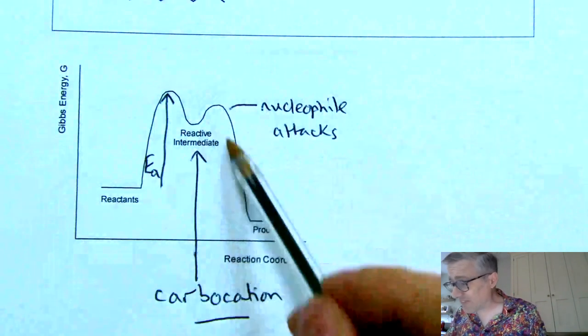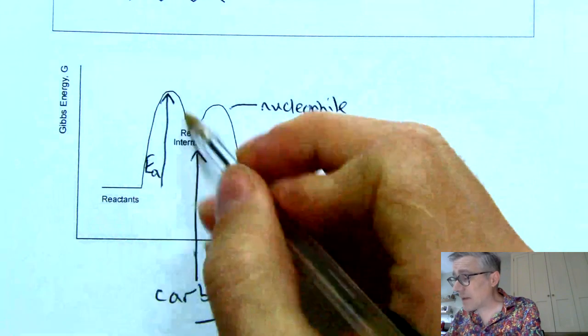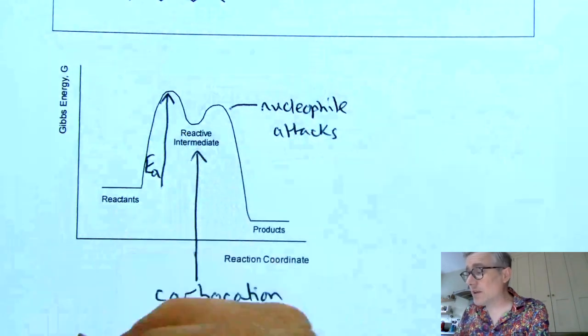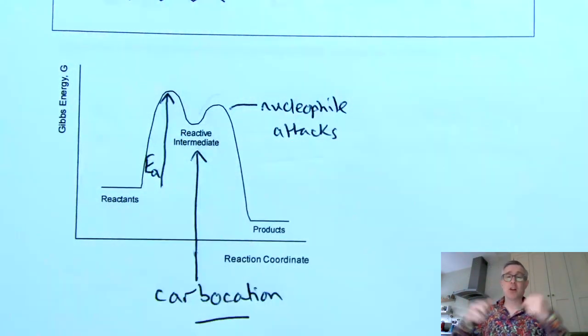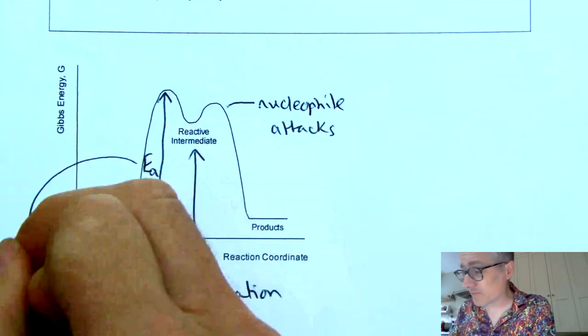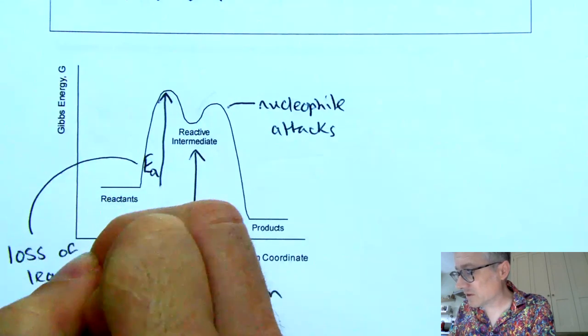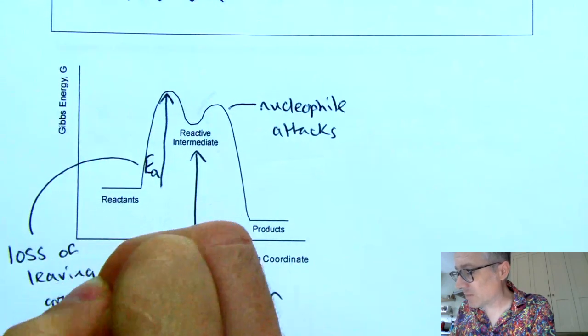And the second step is fast. It has a low energy barrier because the nucleophile really wants to attack the carbocation. This first step is the unimolecular one. It's the loss of leaving group. So the activation barrier is the loss of leaving group.